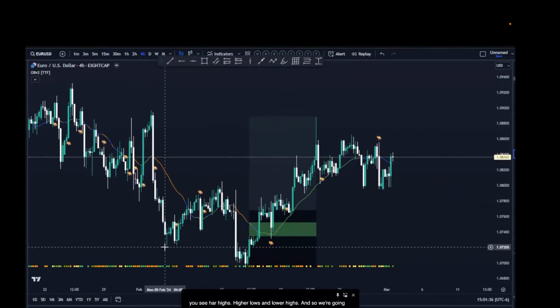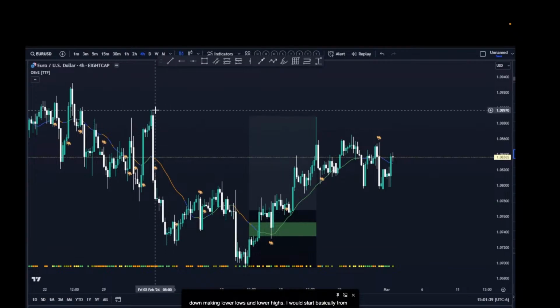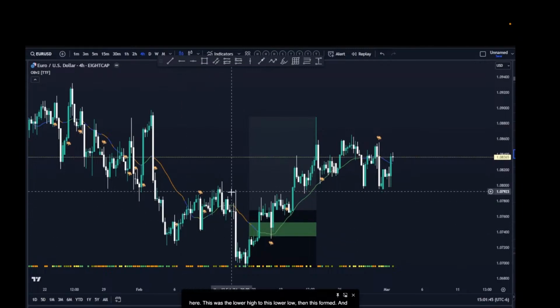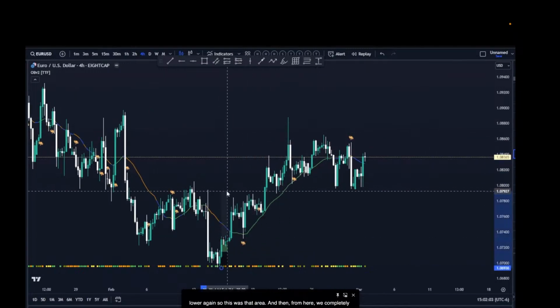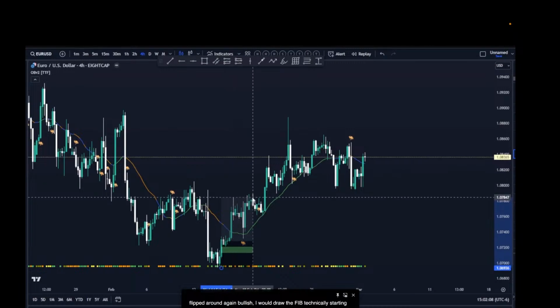And so we're going down, making lower lows and lower highs. I would start basically from here. This was the lower high to this lower low. Then this formed, and so technically this was the lower high that was breached. We go lower again. So this was that area. And then from here, we completely flipped around again bullish. I would draw the fib. Technically starting out, it would be here. So this was our first high, and I would just extend this out.